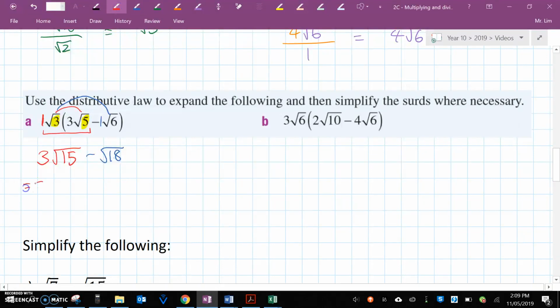Into 3 root 15 minus root 9 times root 2. That gives us a final answer of 3 root 15 minus, well, the square root of 9 is 3, so we have 3 root 2. Okay, the square root of 9 is 3.